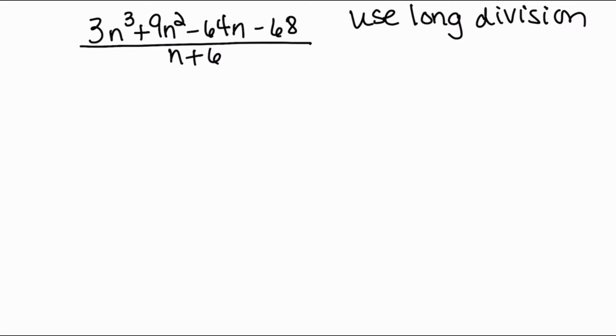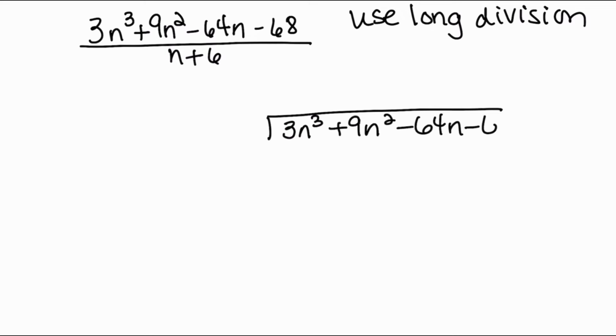When you are setting up the problem, you want to make sure that in the polynomial, every single power is accounted for. So in this case, I have something that's to the third power, second power, first power. Remember, if you don't see a power, the power there is 1. And a number by itself really has a power of 0. So you want to make sure that you have every power accounted for and you have them written in descending order. So I'm going to write 3n cubed plus 9n squared minus 64n minus 68. And again, every single power is accounted for.